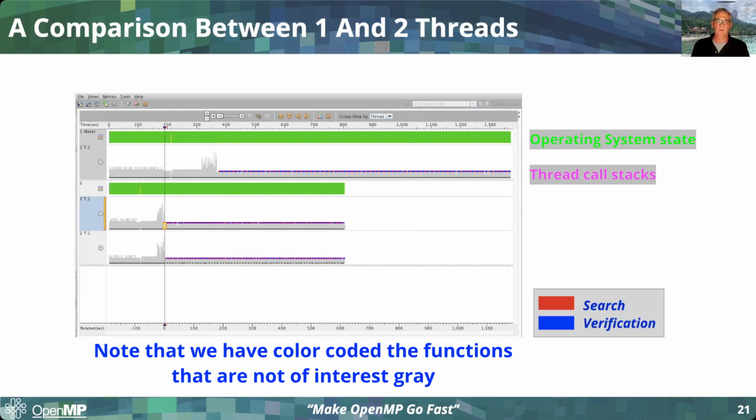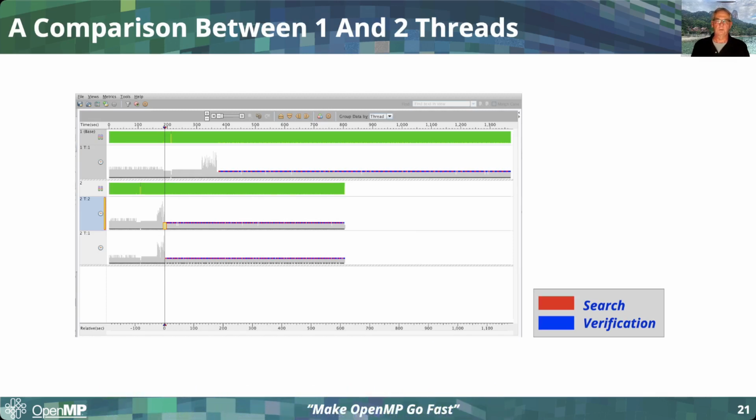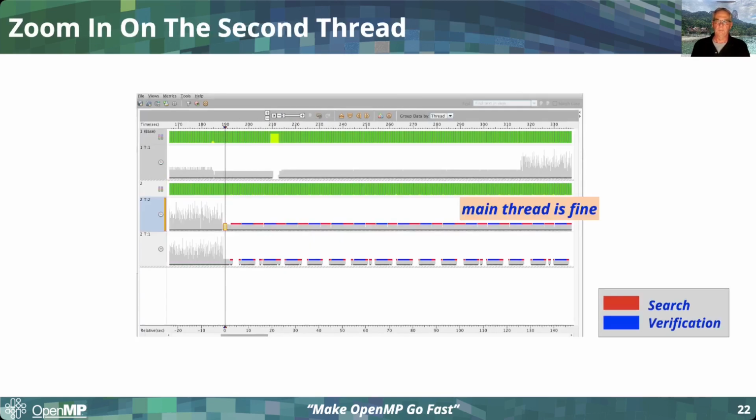And the second horizontal line is the single thread performance, what we're seeing. Then we see the performance for 2 threads. And that looks good because the first thing we see, without even digging into anything, is the initial phase of this algorithm is faster, and the whole search part is faster as well, search and verification. So we definitely see a speed up.